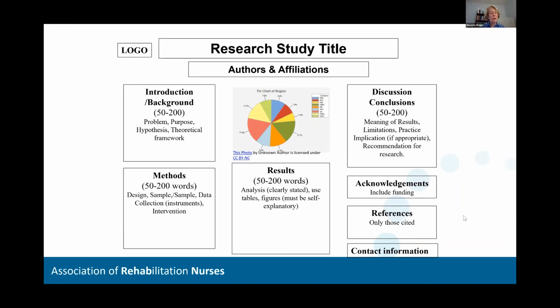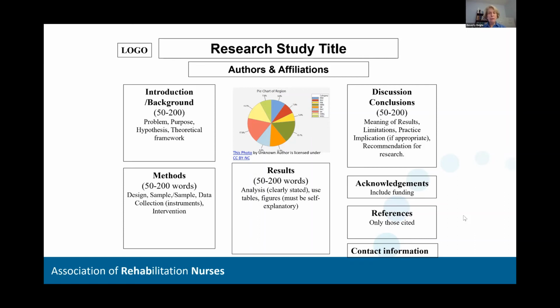This is research, so just take a peek at the different layout with your introduction, background, your methods, results. Above that, you've got a pie chart here, discussions, acknowledgments, references. And then I didn't mention before the contact information. This is an email. You could just have your email right there, and we'll talk about other ways that you can get that information out in just a moment.